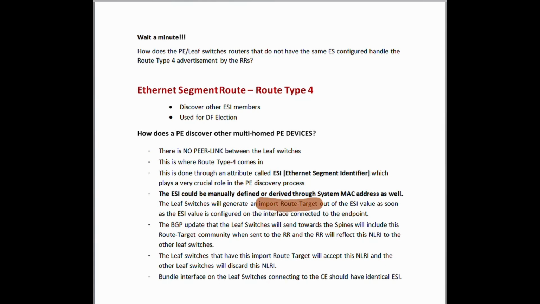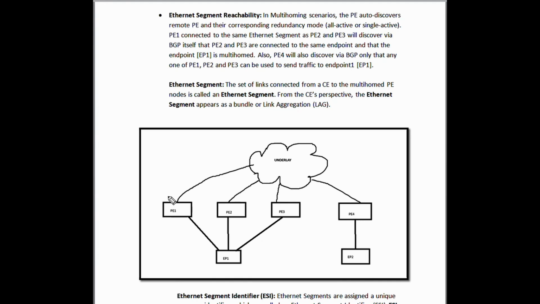So in this case, when PE1 sends the BGP update towards the spine and the spines reflect this BGP update towards PE2 and PE3, as PE2 and PE3 have the same Ethernet segment configured and would have generated the same import route target value, they would accept this NLRI coming from the spines. And this is how PE2 and PE3 will know that endpoint 1 is multi-homed.